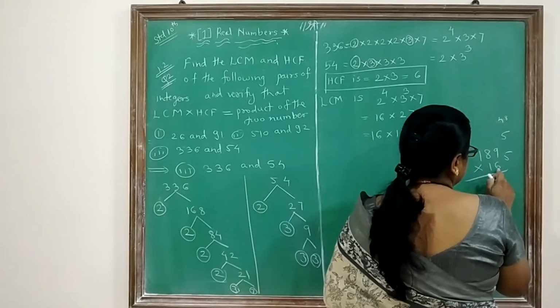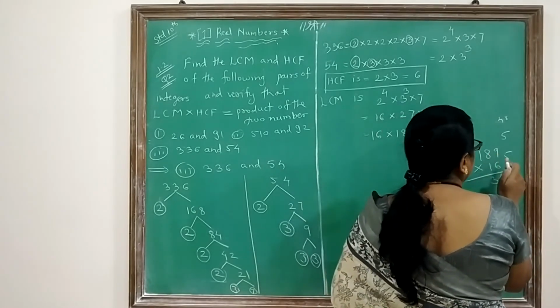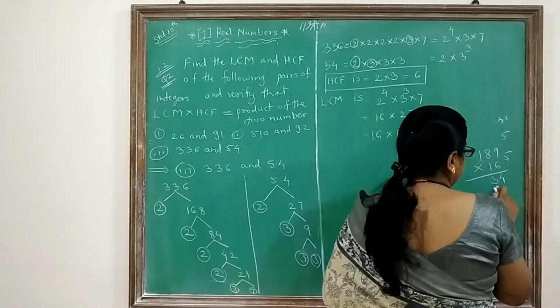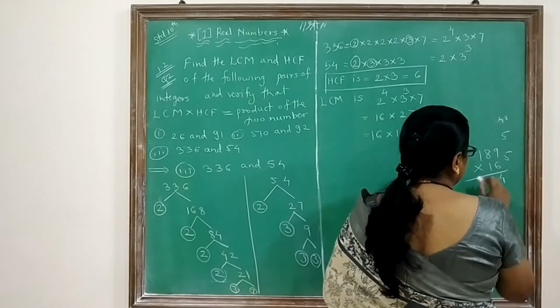Then 6 ones are 6. Again you will see 9 sixes are 54. Then 5. So 6 fours are 48. 48 plus 5, that is 53. Then 5 is remainder here. Then 6 ones are 6. 6 plus 5 is 11.